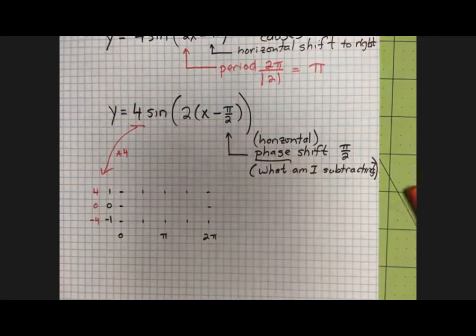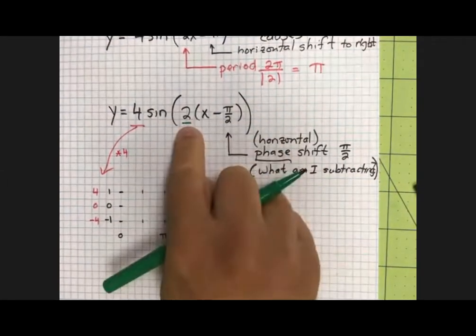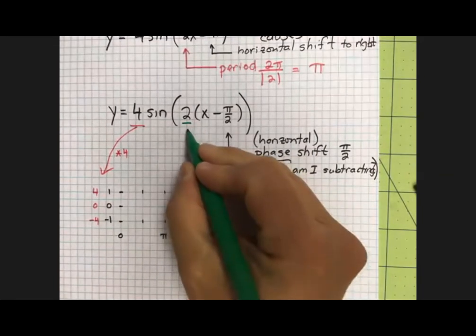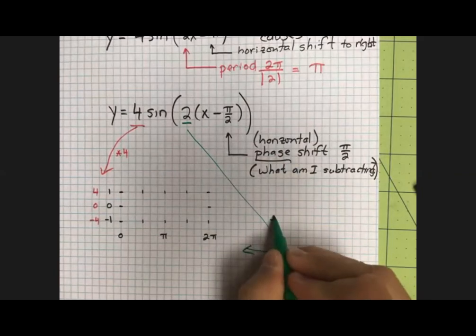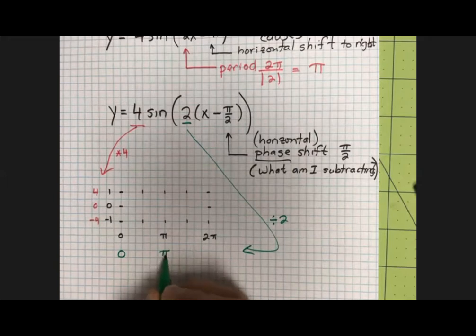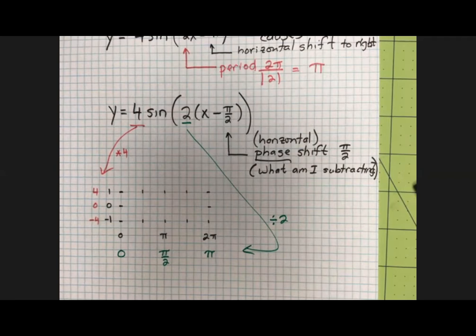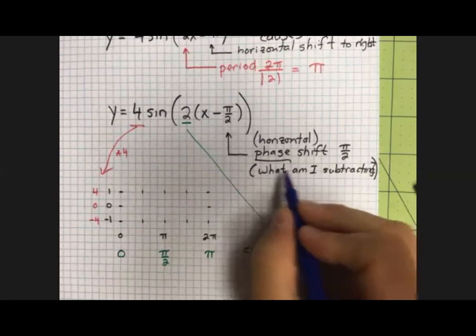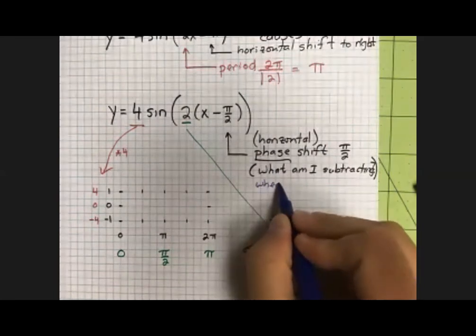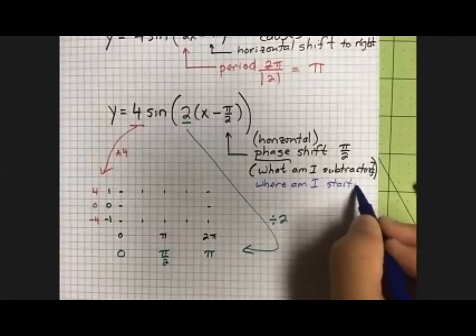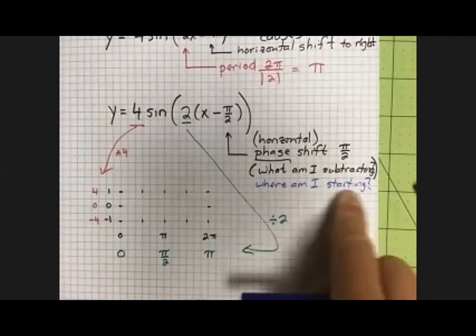This 2 is going to do what? Shorten the period. It's going to give me 2 waves in 2 pi. So this 2, I'm going to divide every number here by 2: 0, pi over 2, and pi. But now this last number, the phase shift, tells me where I'm starting. What am I subtracting? Where am I starting?